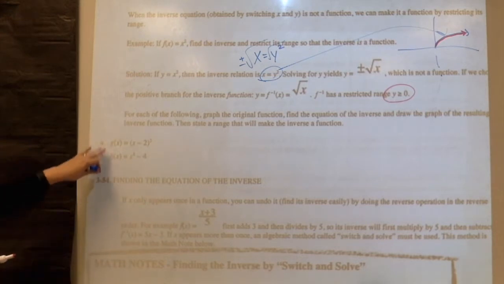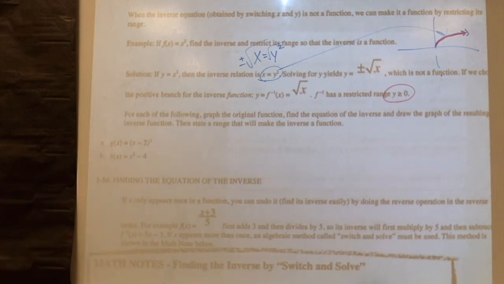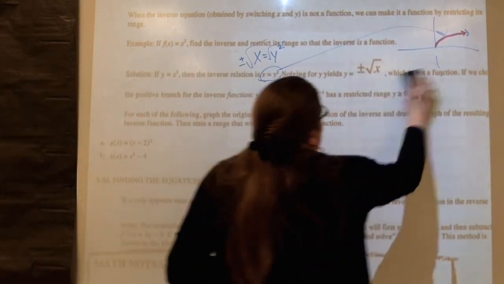So for each of the following, graph the original function and then find the equation of the inverse and draw the graph of the resulting inverse function. Then state a range that will make the inverse a function. So let's look at that on the graph paper.